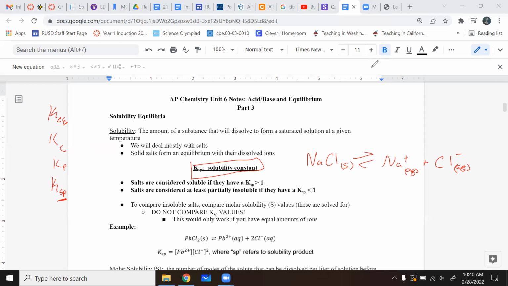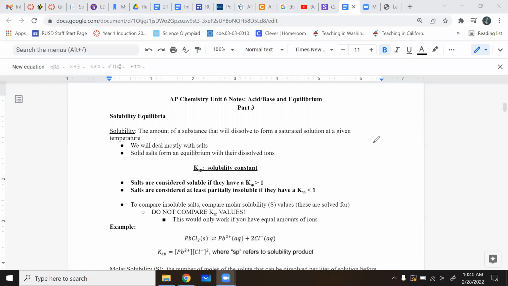All right. So if we're going to talk about the solubility of any particular salt, in terms of that KSP, if a salt is soluble, so on our solubility rules, all the ones that say soluble next to them, they would have a KSP greater than 1. And if they are insoluble or partially insoluble, they are going to have a KSP value of less than 1.